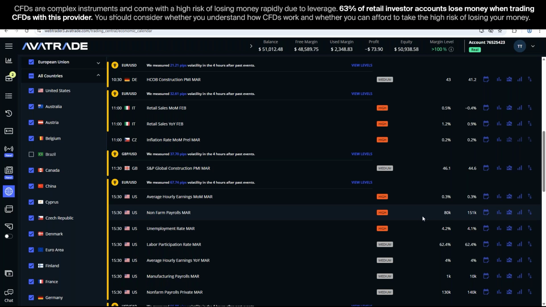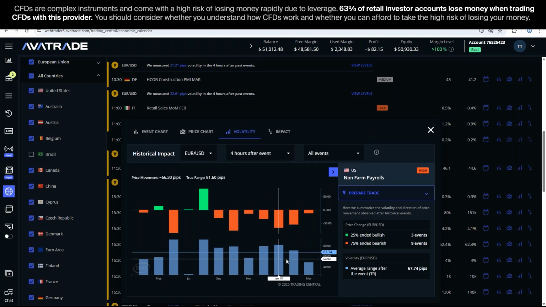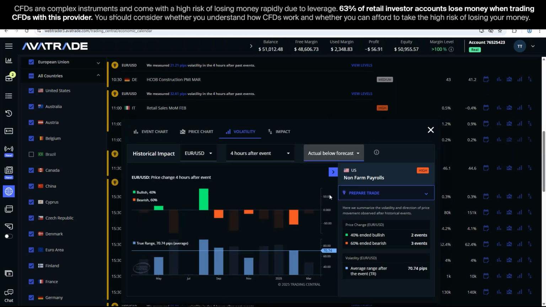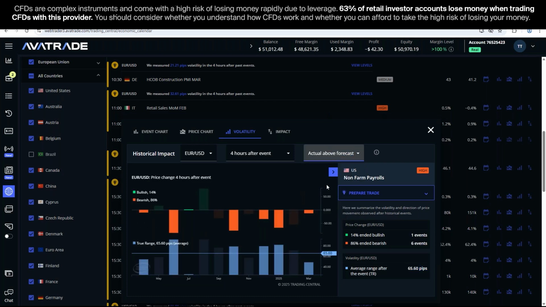So if we come in here and take a look at the non-farm payrolls and say if this comes in below expectation, what has happened in the past? It's not statistically solid enough for me to make a trade off of this. You get large movement, 70 pips, but unpredictable directionality. What if this comes in above forecast?